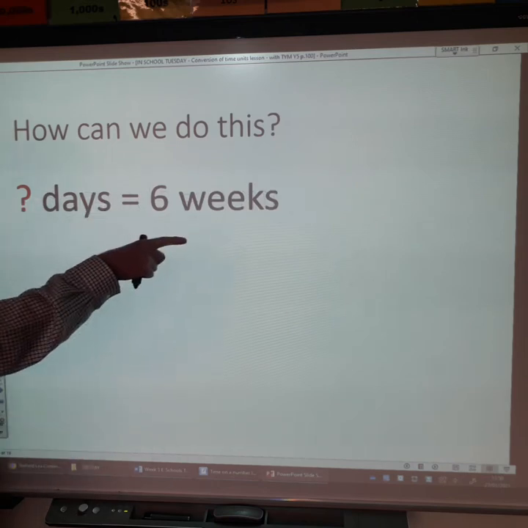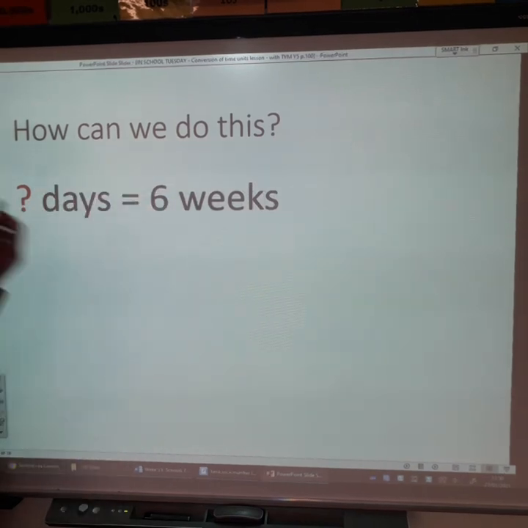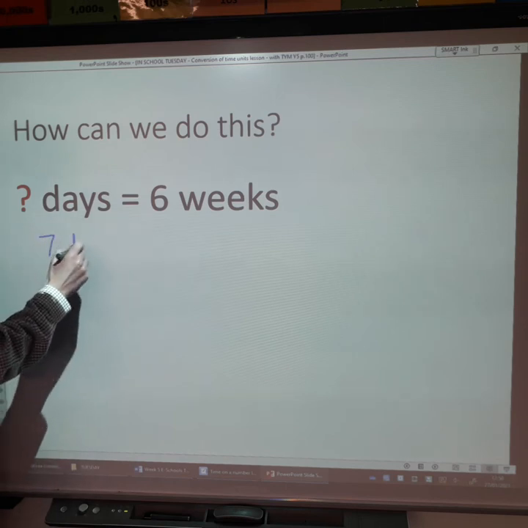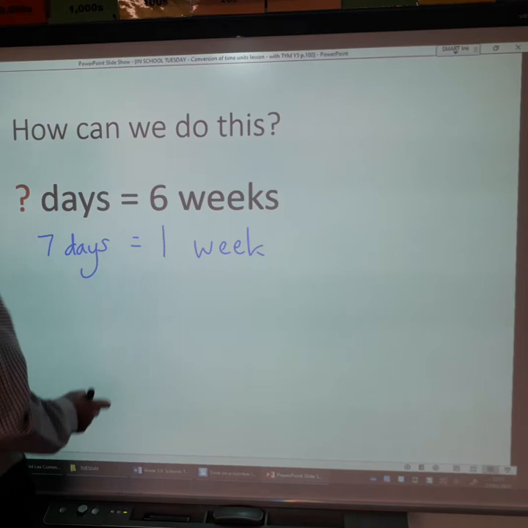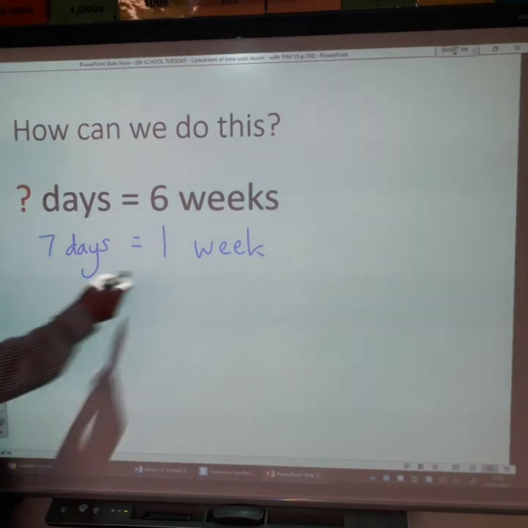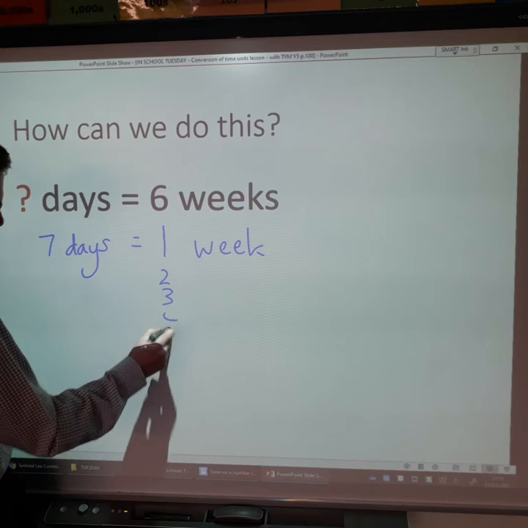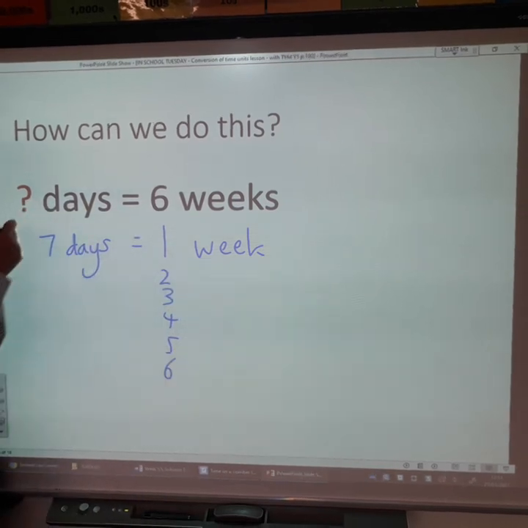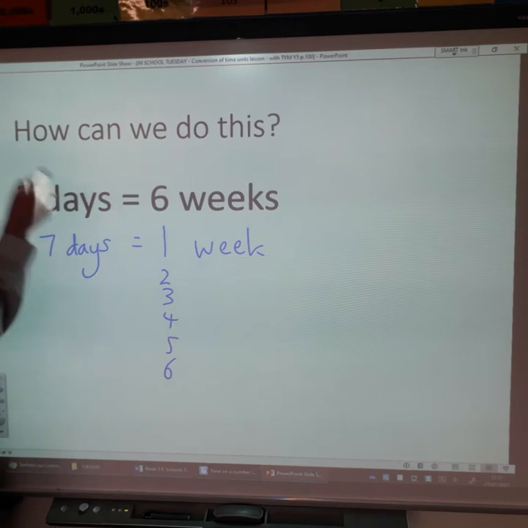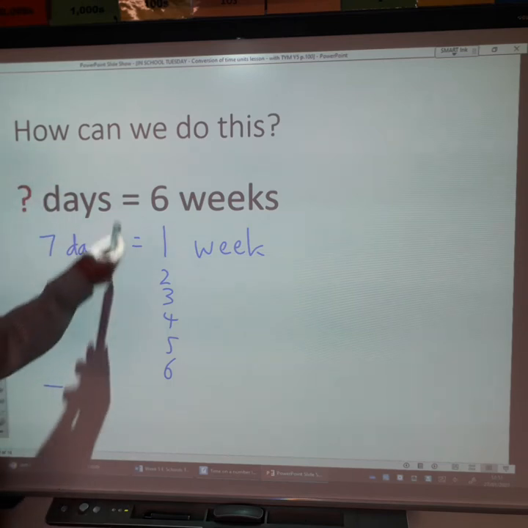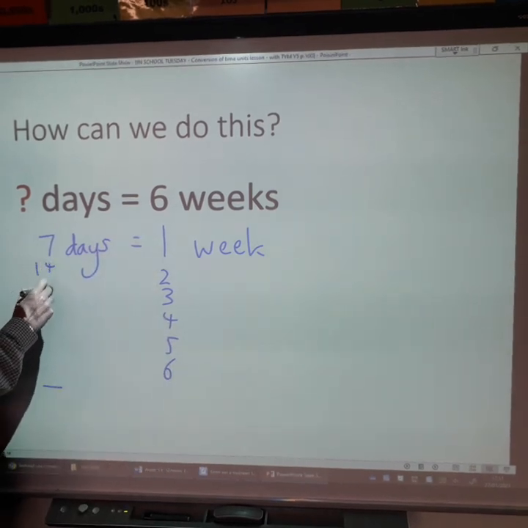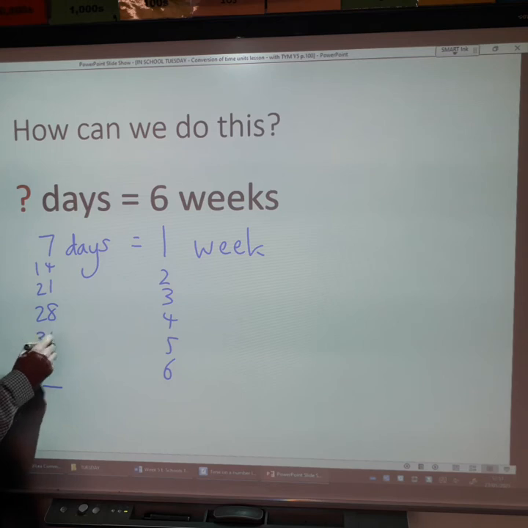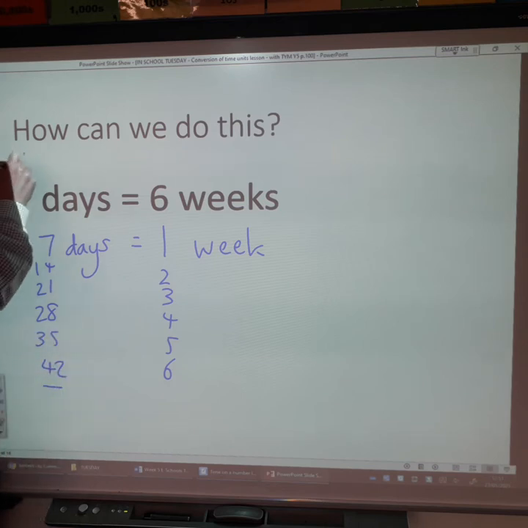Okay, so how many days in a week? Because you've got so many different units, it's important to write down your basic fact. So I would be writing down here, my basic fact is that there are 7 days in 1 week. Okay, so using the same process, I could either count up in 7s until I get to, because I've got 6 weeks and I'm trying to work out how many days I need here. So I can count up in 7s like that, and that will give me the answer 42.